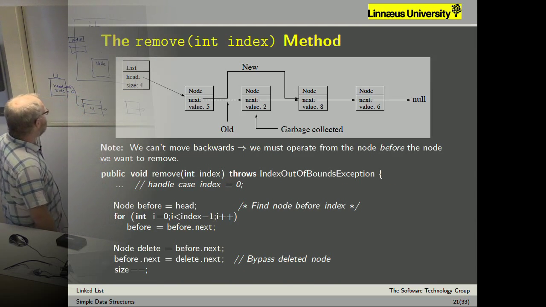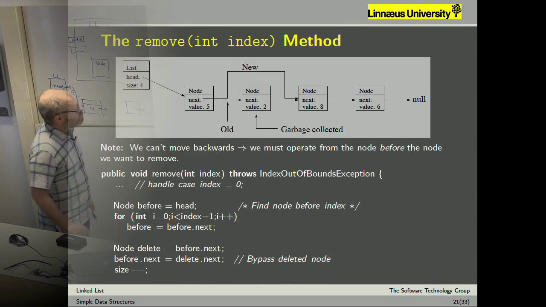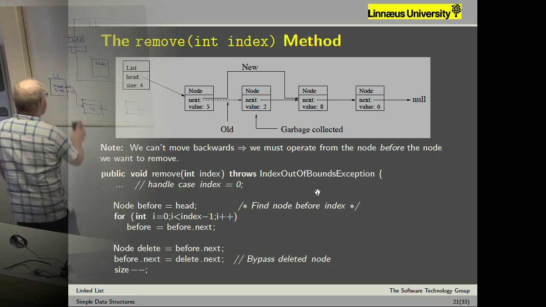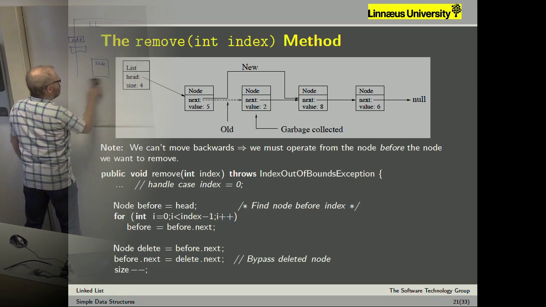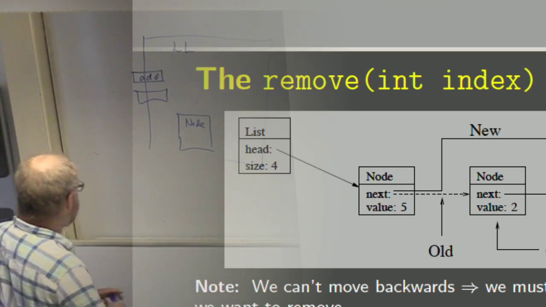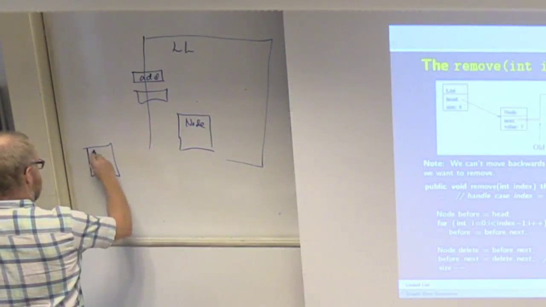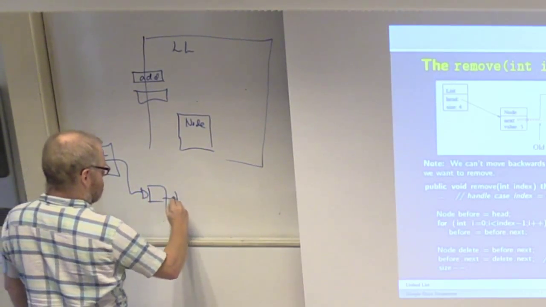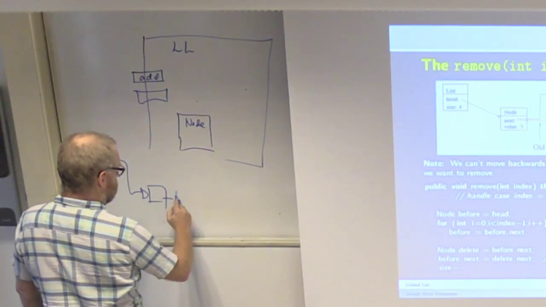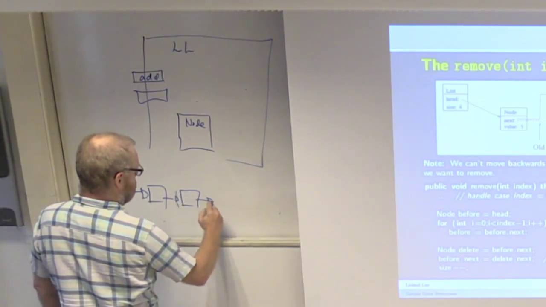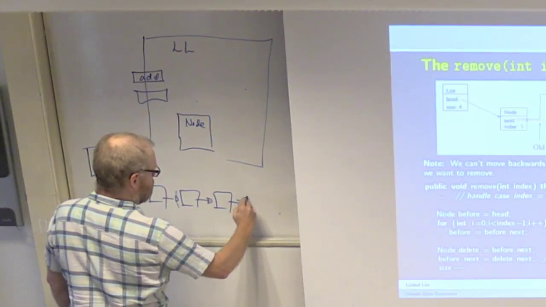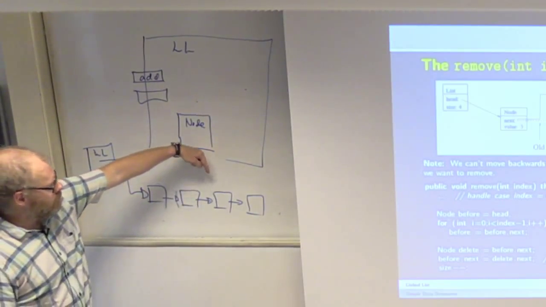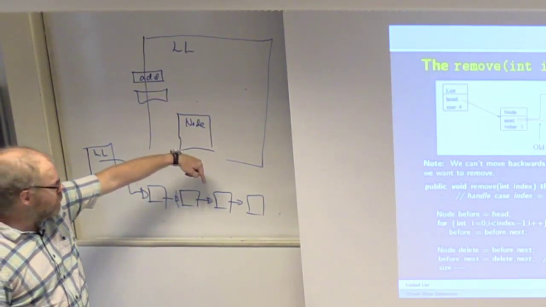Okay, remove. I would like to remove. Let's go over here. Assume that I have my linked list here. It points to a first node, which points to a second node, which points to a third node, and so forth. We have a chain here, and I would like to remove this one. Remove the one at position 2.